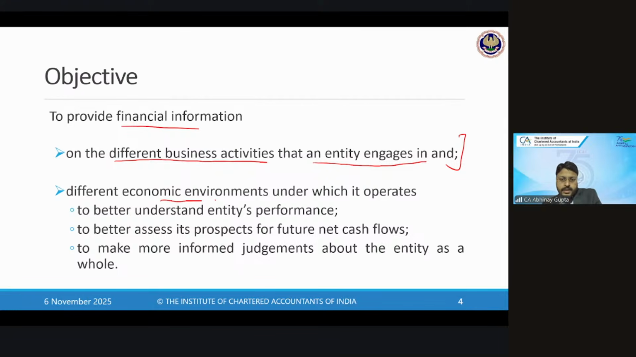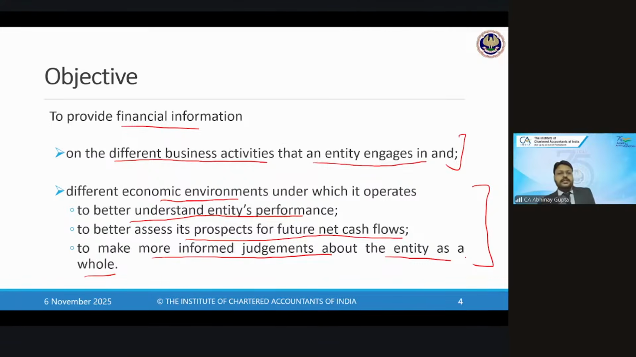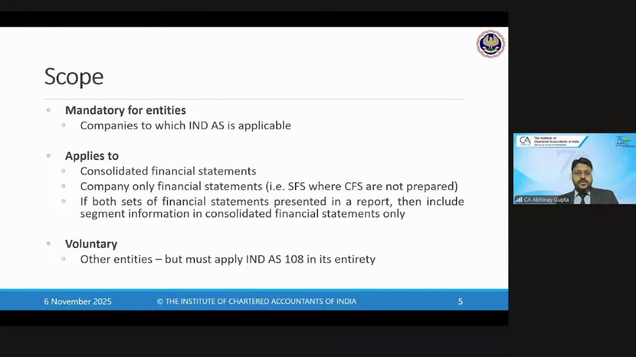Then, the different economic environments under which it operates, to better understand the entity's performance. Like I took the example of two companies, one heavily dependent on exports to the US markets, and the other not at all dependent, right? To better assess its prospects for future net cash flows, and to take more informed decisions or judgments about the entity as a whole. So this is the purpose of this standard. It is empowering the users of the financial statements to understand the company with deeper insights, rather than simply looking at the overall revenue and profitability. They will also be able to understand which businesses the company is operating in, and which are profitable and which are not, right? So that's the very purpose.